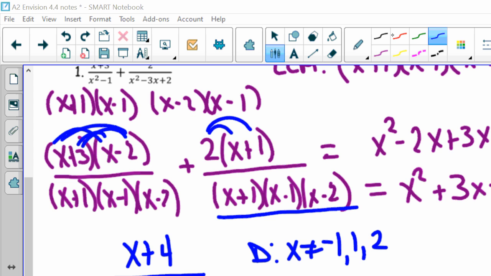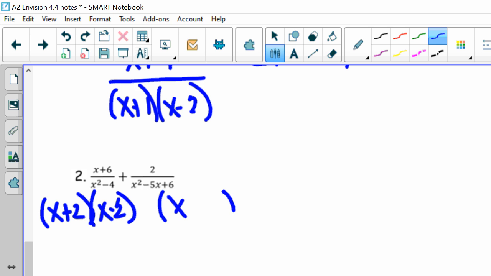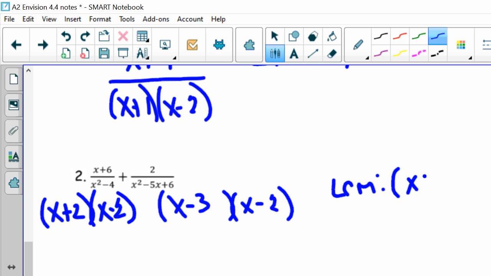All right, so let's look at number 2 now. Again, factor the denominator. So x plus 2, x minus 2 for the first one, difference of squares. The second one, what can I multiply together to get positive 6, but add to get negative 5? That's going to be a negative 3 and a negative 2. So my LCM, everything the first one has, x plus 2, x minus 2. The second one, I need an x minus 3. I don't have to write down the x minus 2 because I already have that. Okay. So now I'm going to put each of these over that.